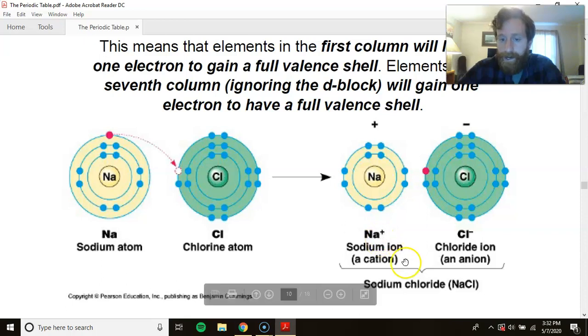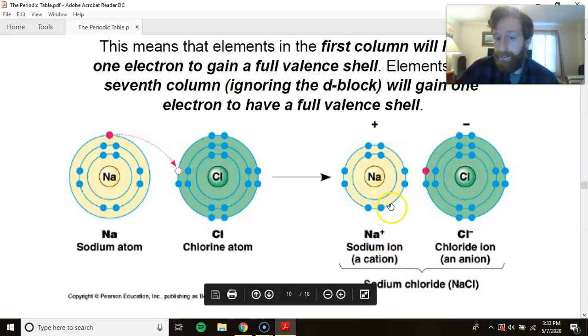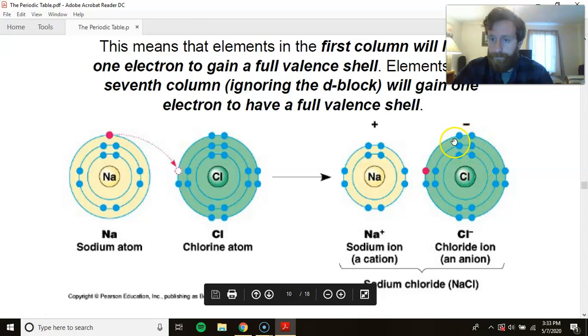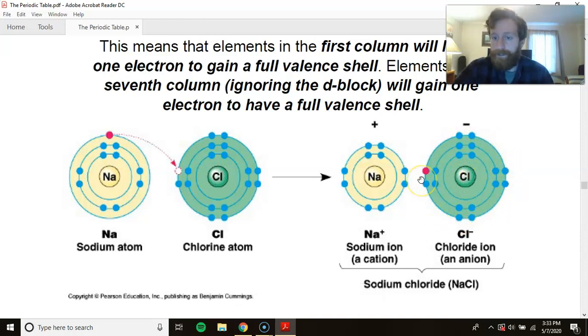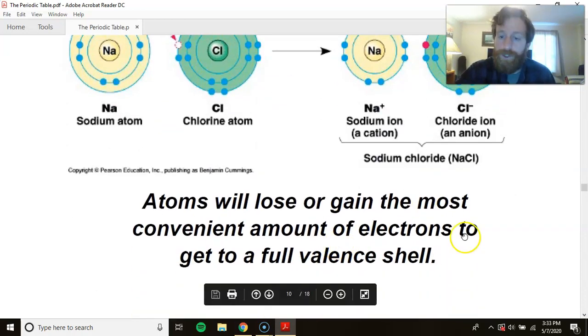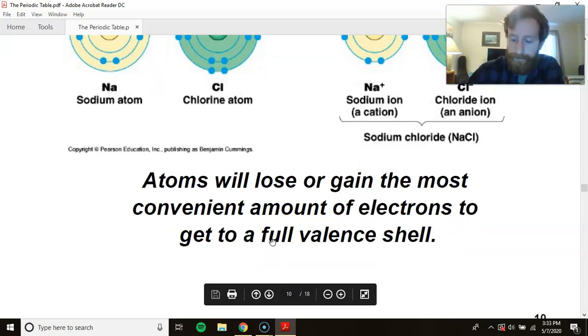This Na plus ion, the sodium ion, now has an electron configuration of 1s2, 2s2, 2p6, which is isoelectronic with its nearest noble gas. And chlorine has 1s2, 2s2, 2p6, 3s2, 3p6. So both of them, long story short, get to 8. Sodium gets there by losing 1, chlorine gets there by gaining 1. Atoms will lose or gain the most convenient amount of electrons to get to that full valence shell.